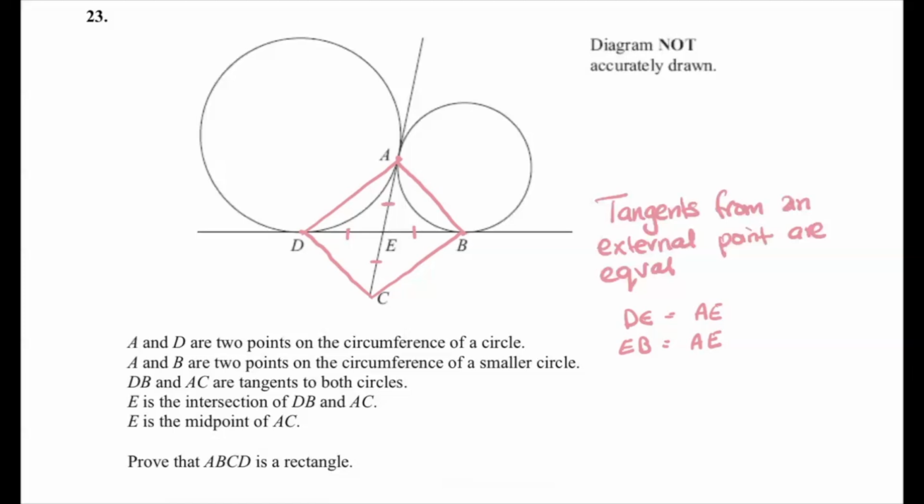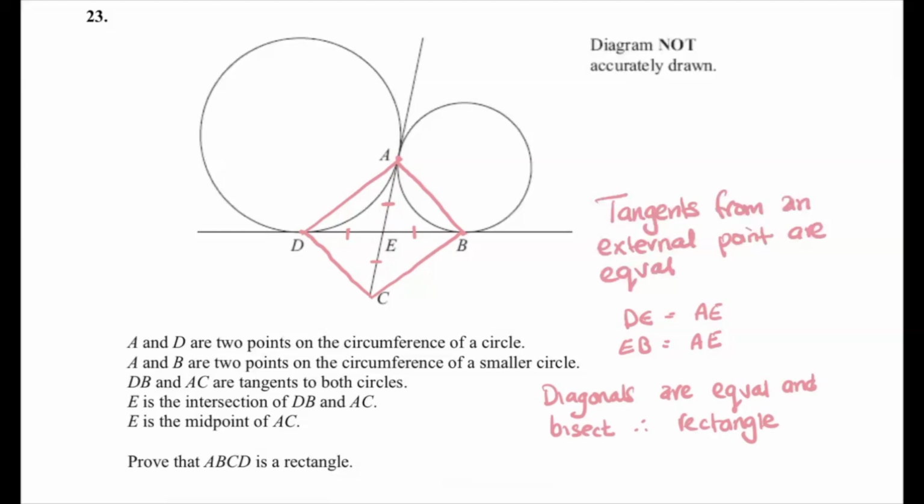However, it does say that E is the midpoint of AC. So if this is the midpoint here of this line, then I've just shown that this is also equal to this. So now I've got all four of these equal. These are the diagonals of my rectangle. If the diagonals are equal and they bisect, which they do, then we have that proof. So we just need to write that down. And that's our proof.